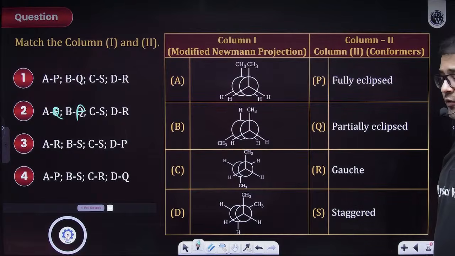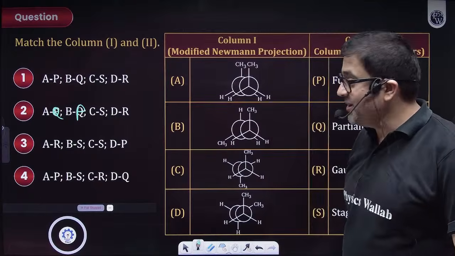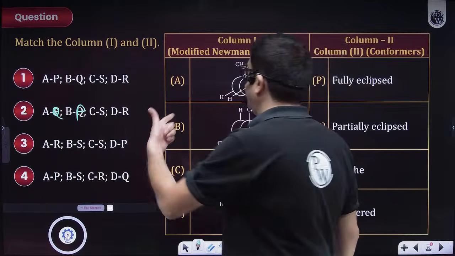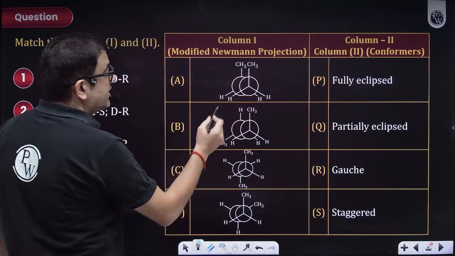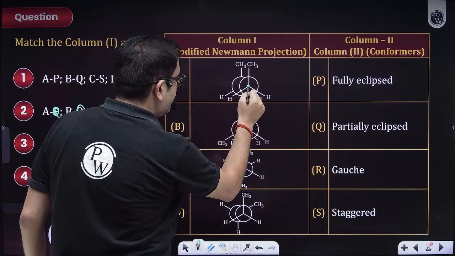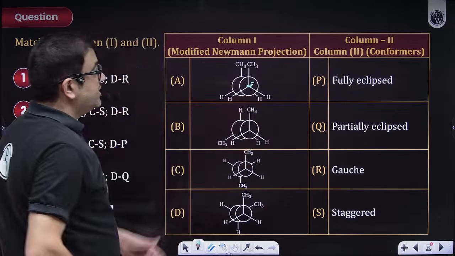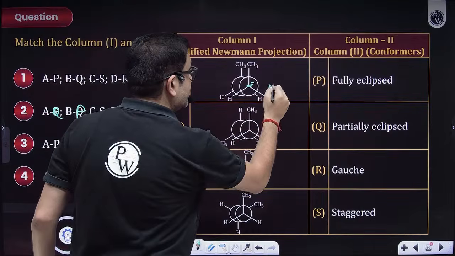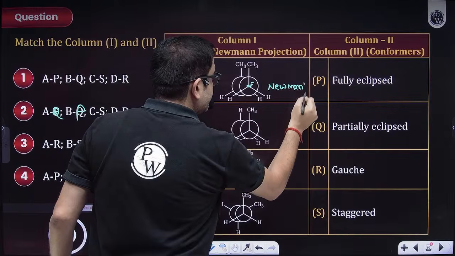Obviously, sir, with this question we are just trying to revise the conformational isomer. So what is A? Sir, A is this. That means if you just draw it, how do we draw this? Sir, this is the first carbon, the front carbon. This is how it looks. So this is a Newman projection.